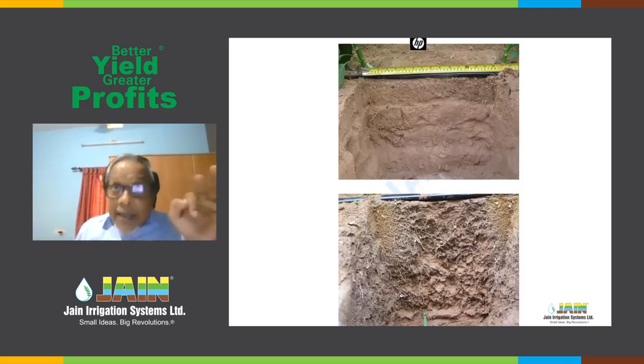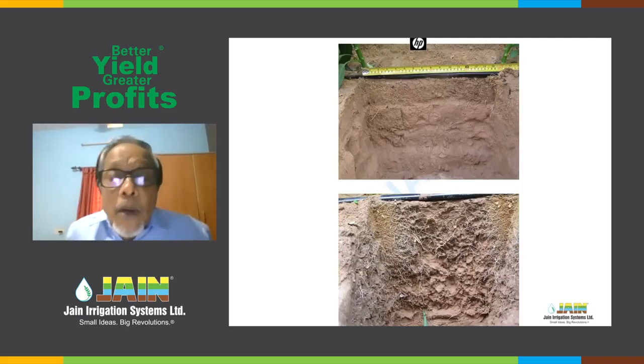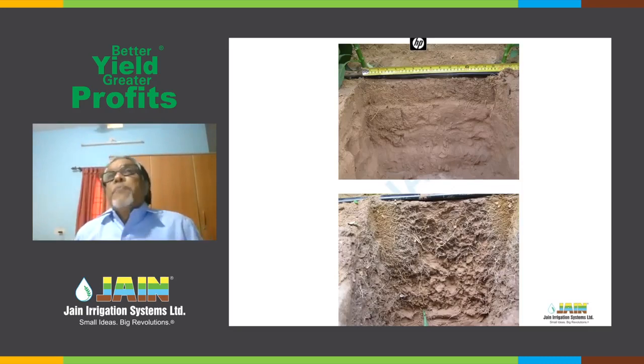And it is for that reason they are insisting that there must be a dripper below every plant, which we don't do. Once you have a strip, moisture wherever it is emitted will join, coalesce with the soil to the depth to which the roots are. And based on the emission rate, the spacing, and the soil type, this has been decided. So once you have a strip wetting, you do not need a dripper at every plant. That's what it shows.